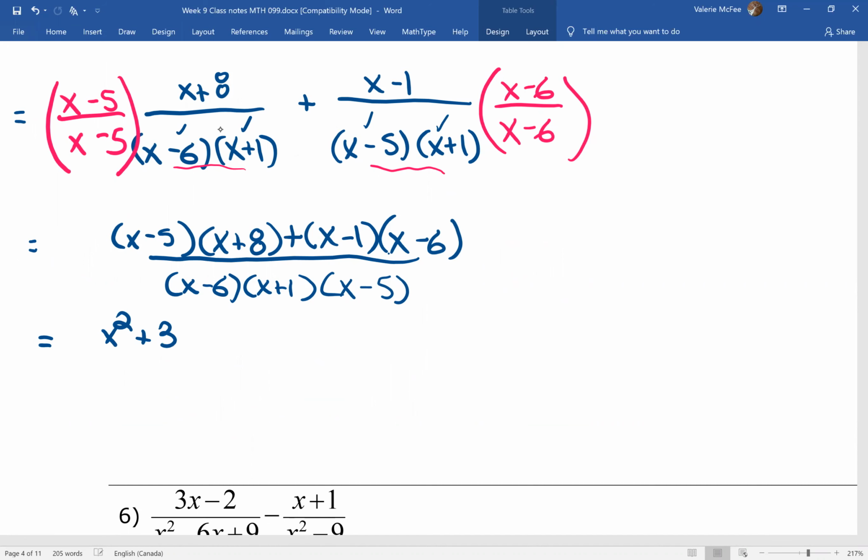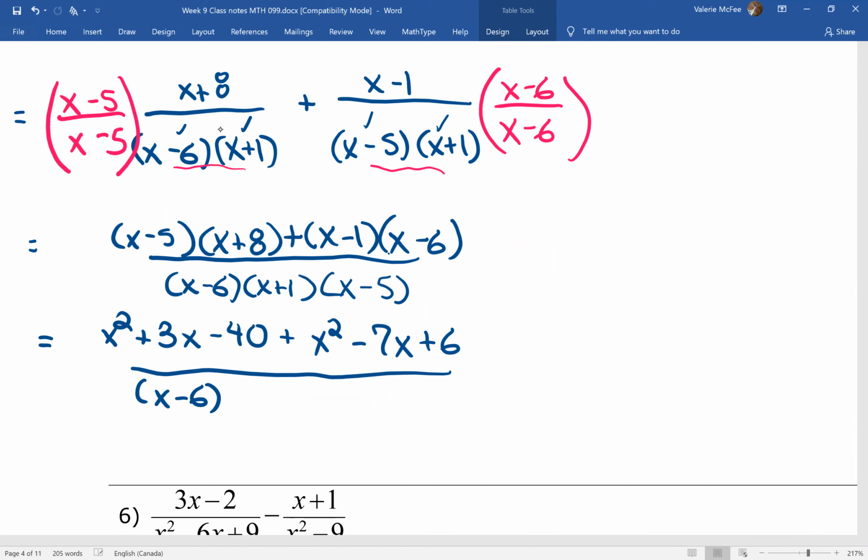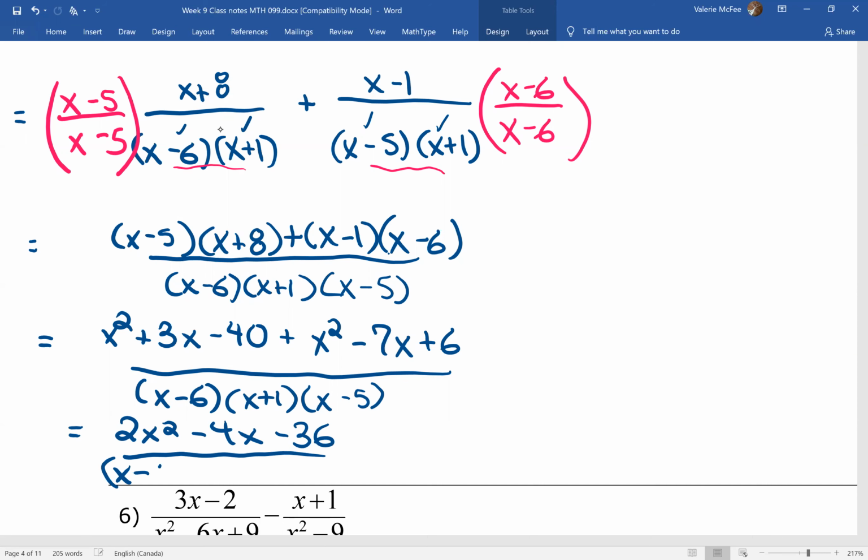I don't need to see your multiplication work. Multiplying these binomials you can do on another piece of paper. But I would like to see this step here. That way, if you make a mistake, I can figure out what it might be. So we have 2x squared minus 4x. What is this? Minus 40 plus 6 minus 36, all over the lowest common multiple of our denominators.